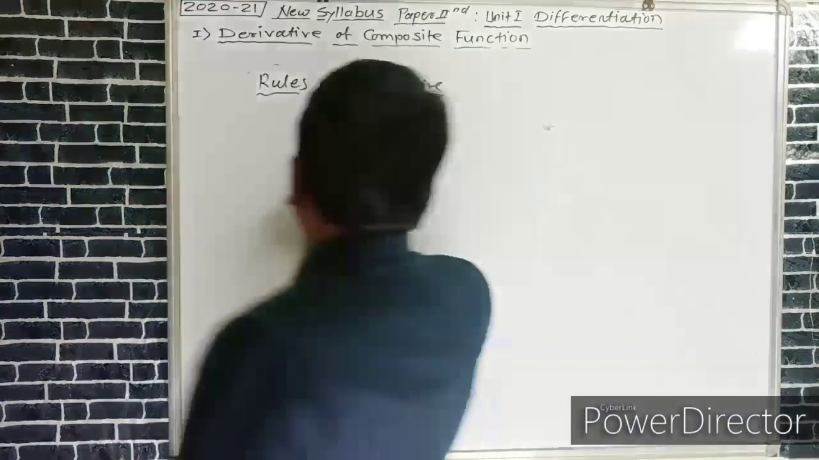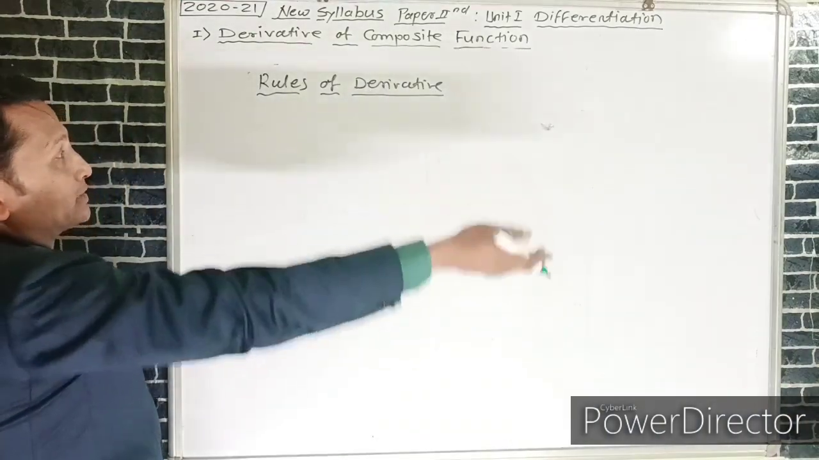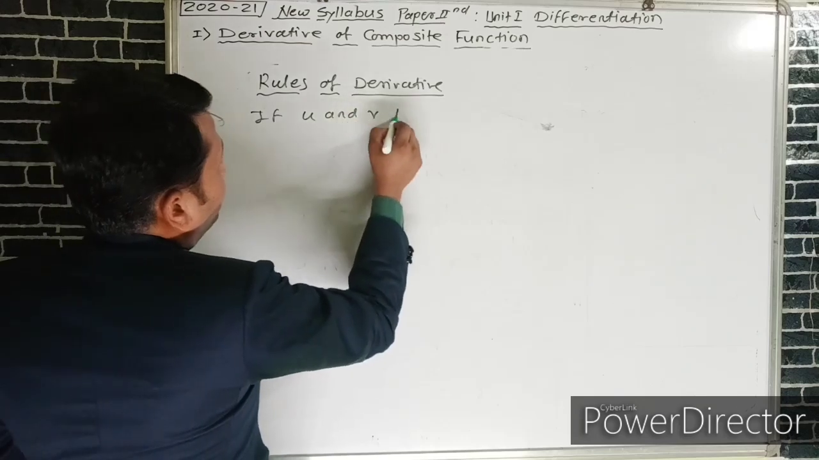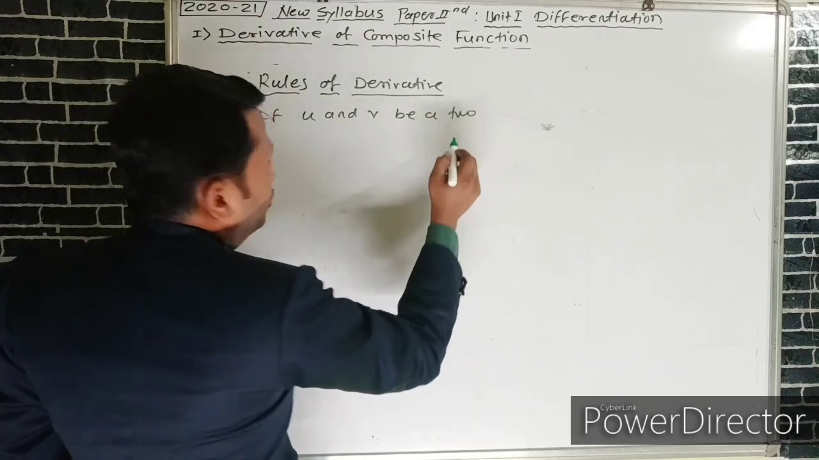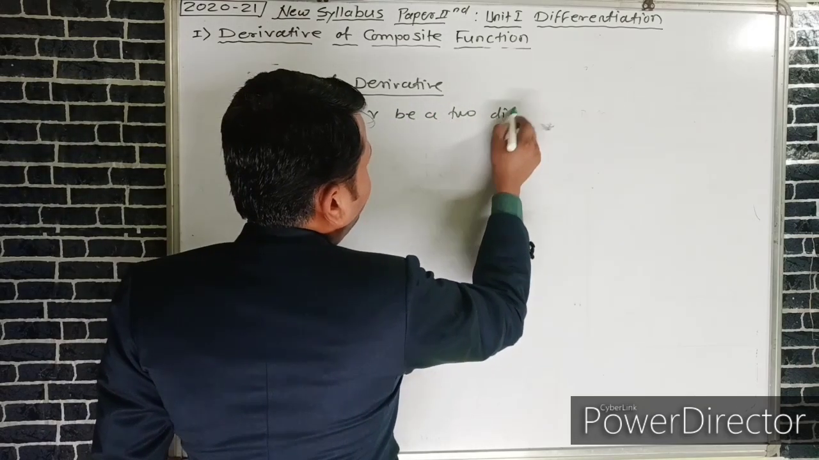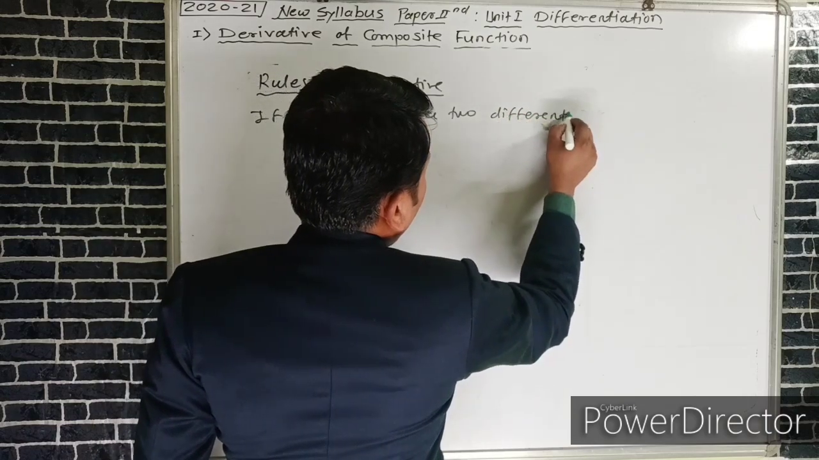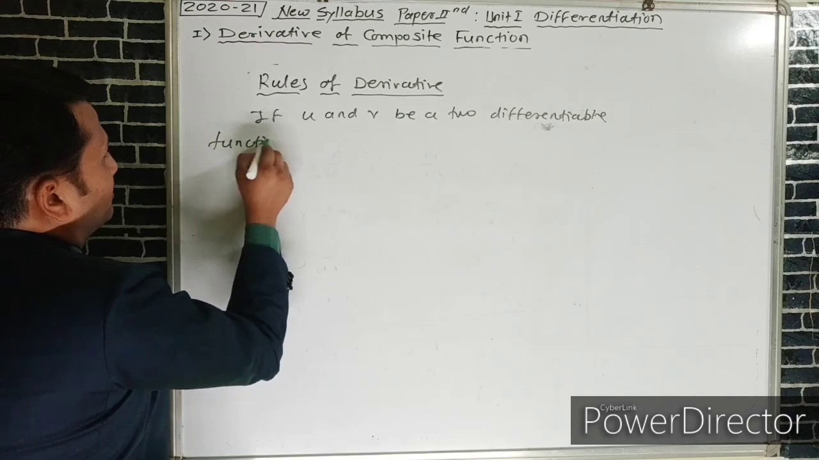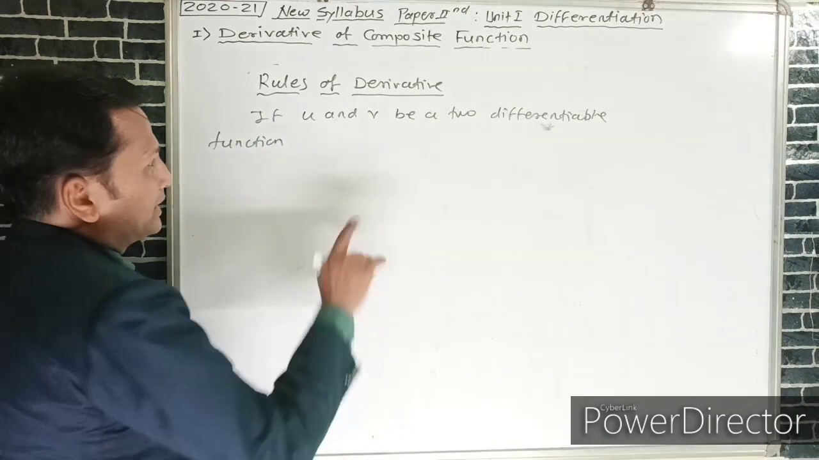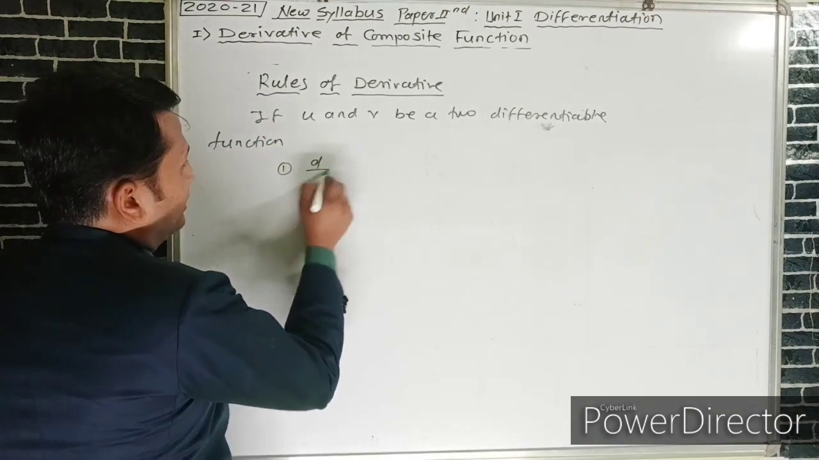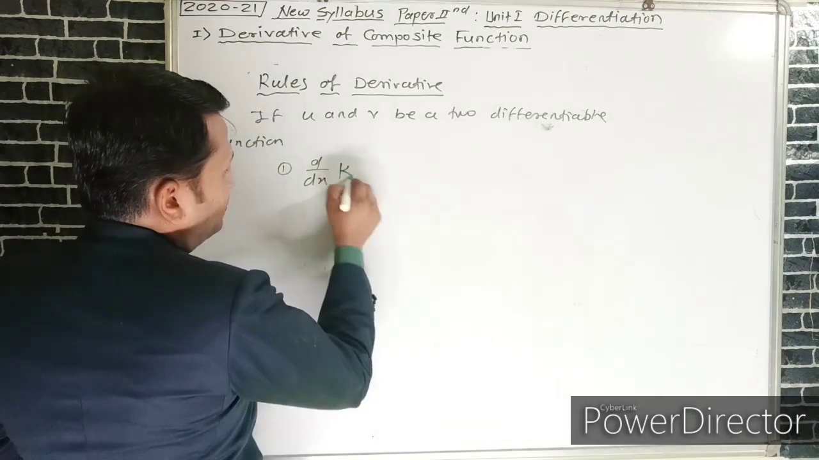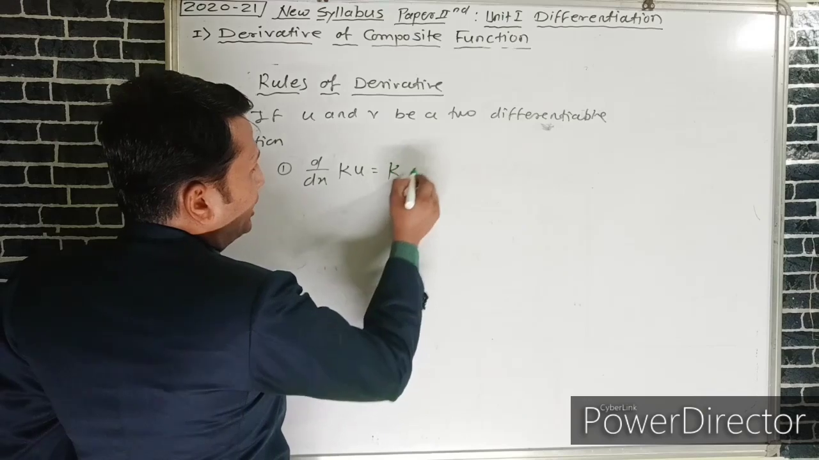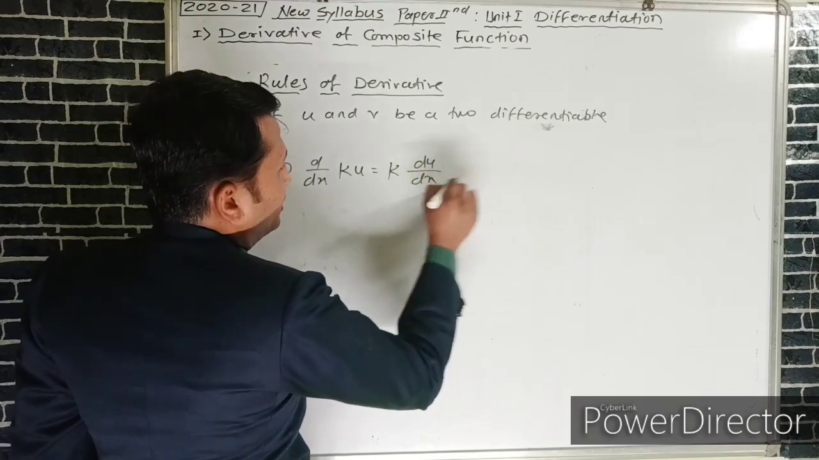If we have two or more functions, I consider u and v to be two differentiable functions, then we can write it: derivative of a constant function into any differentiable function is equal to k into du upon dx.